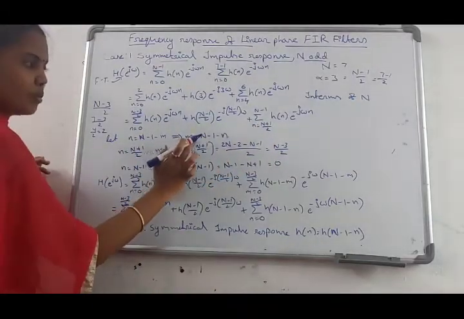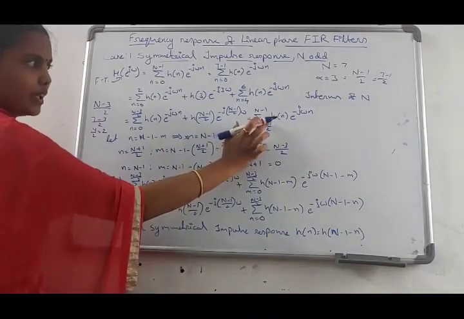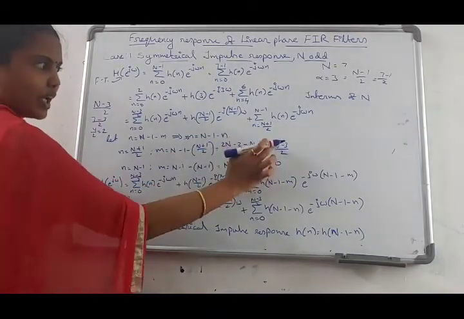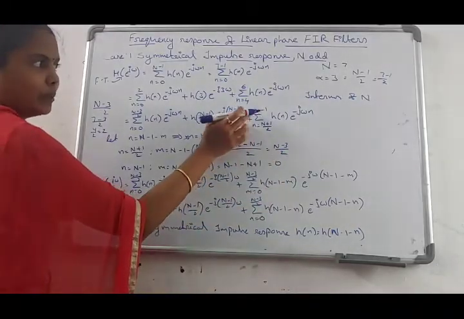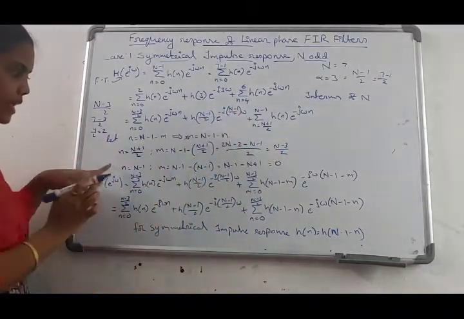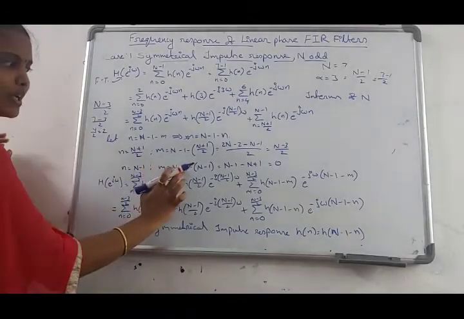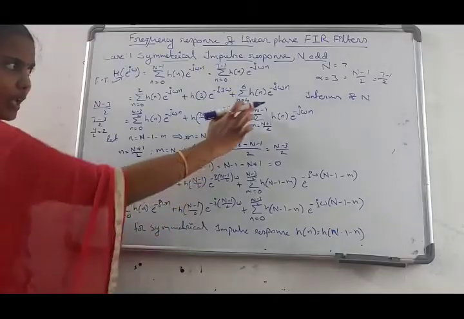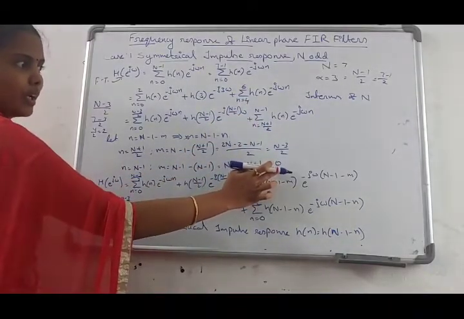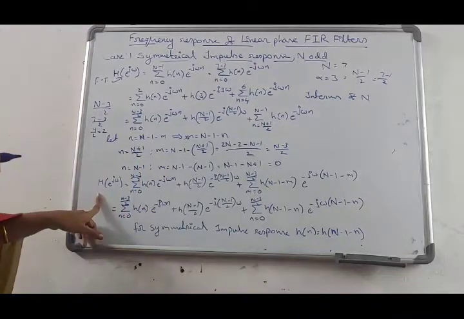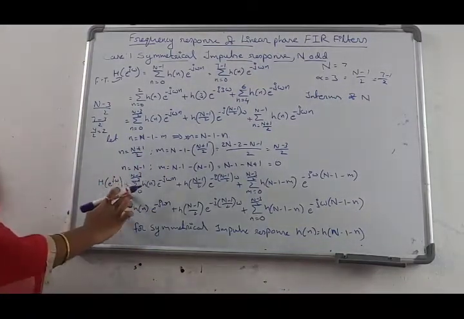So m is equal to N minus 1 minus the n value, and with n equal to N plus 1 by 2 you are getting N minus 3 by 2. Now the upper limit is N minus 1. Consider n equal to N minus 1. Then m is equal to N minus 1 minus N minus 1. Here the limit is 0.